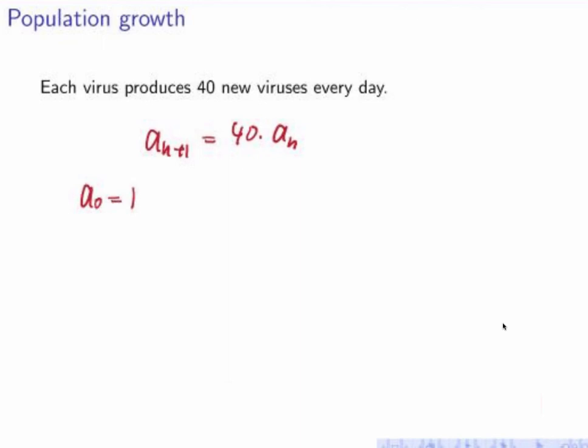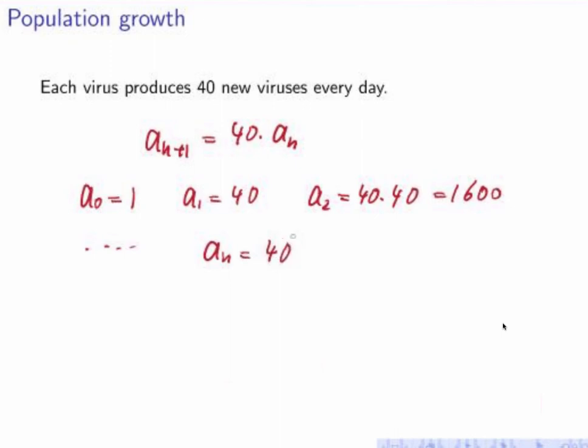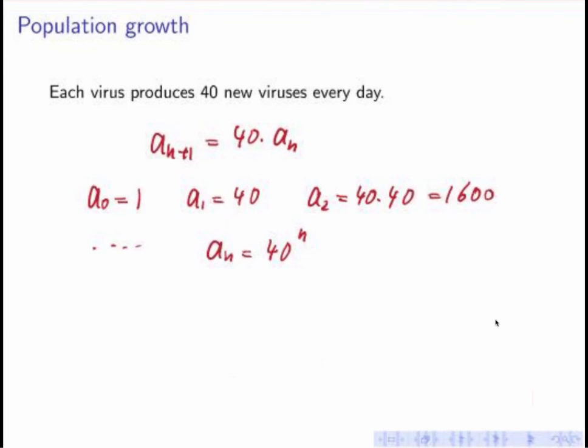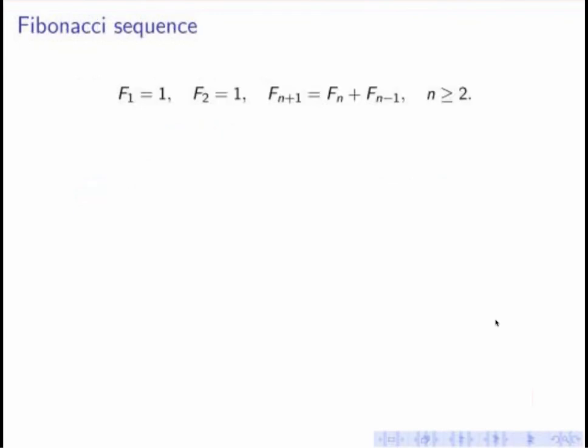So let's say A0 is 1, and then A1 is 40 after 1 day. After 2 days, we have 40 times 40, which is 1600, and so on. So then you can figure out that after n days, you have 40 times 40 times 40, and this n times. So you have 40 to the n, which is a big number if n is really, really big. Another example is the famous Fibonacci sequence.